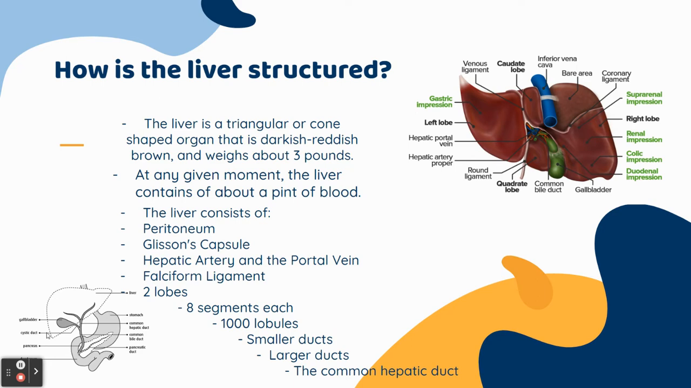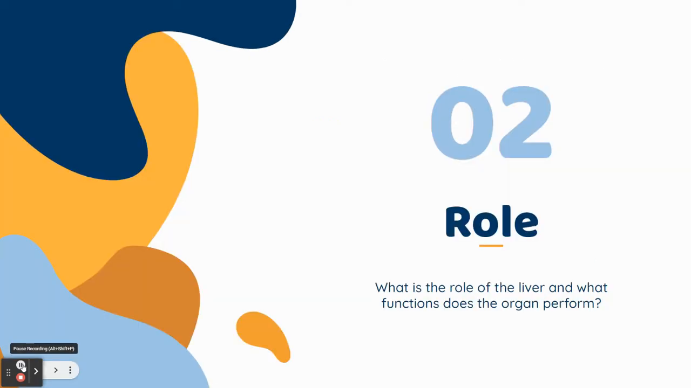These lobules connect to smaller ducts, which eventually connect to larger ducts, which eventually connect to the common hepatic duct. The common hepatic duct is a tube that carries bile from the liver to the gallbladder and duodenum. The duodenum is the first small part of the intestine. The bile is also carried through the common bile duct. We will be talking more about the bile and how it is created and where it is stored in the next slide.